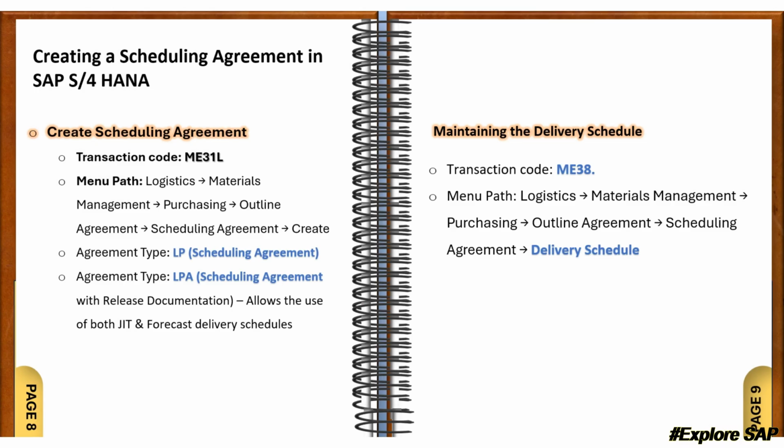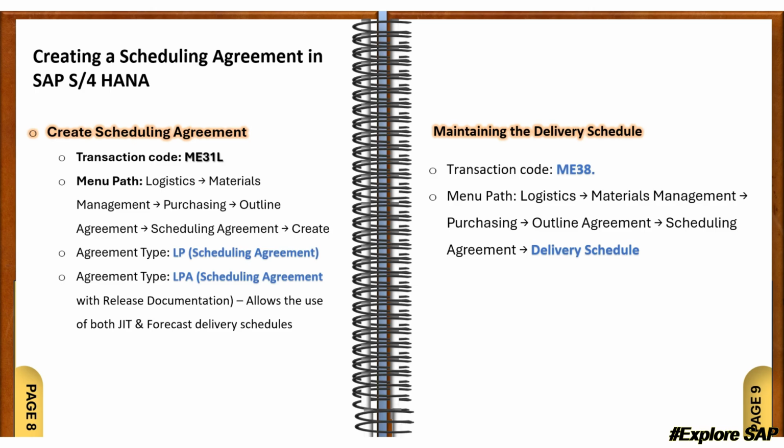Alright, let's walk through how to create a scheduling agreement in SAP. It's actually pretty straightforward. First, we'll use transaction code ME31L. This is the main transaction for creating a scheduling agreement.